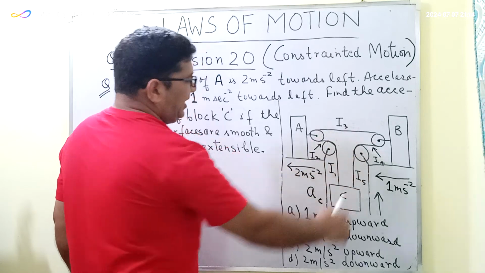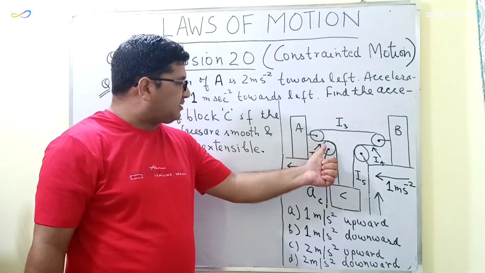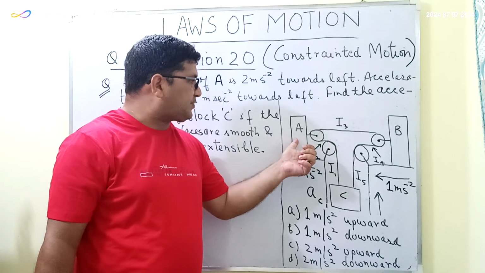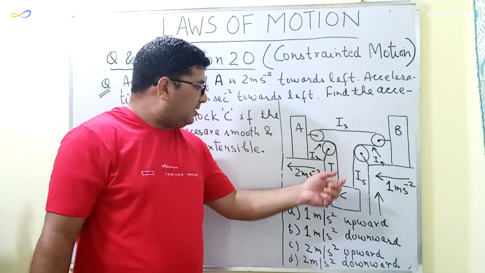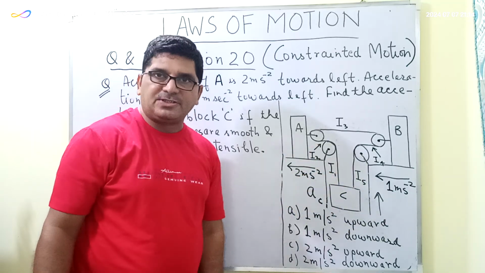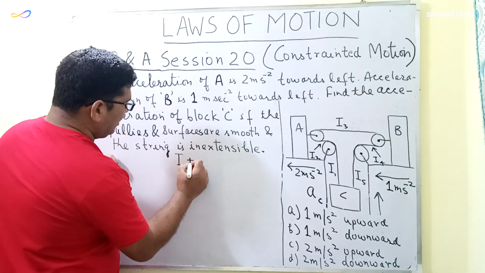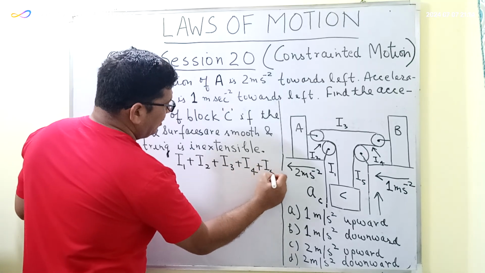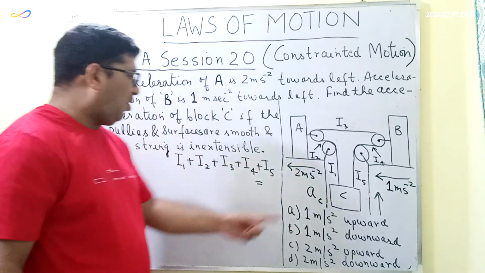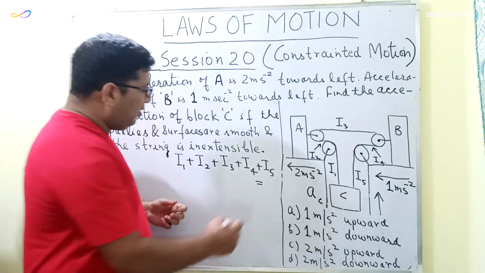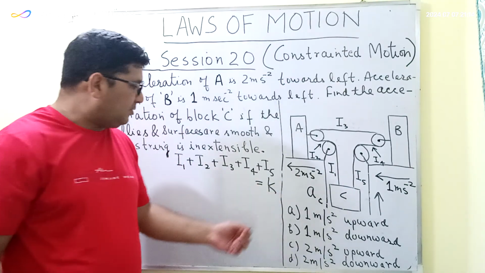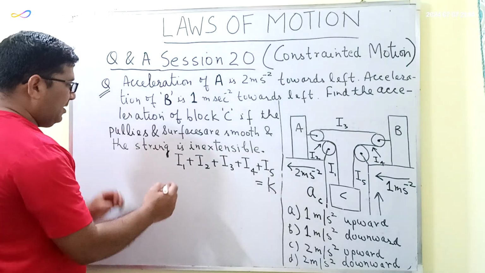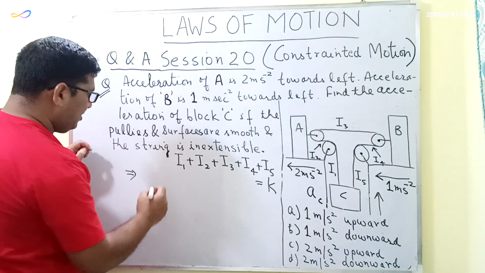Now in this question, l1, l2, l3, l4 and l5 are the different parts of the inextensible string, and irrespective of the motion of the block A and block B, the total length of the different parts of the string will remain the same. That is l1 plus l2 plus l3 plus l4 plus l5. Since we do not have any value, I am just taking it as a certain value k, which will always remain the same.